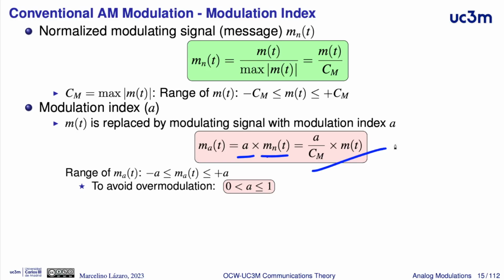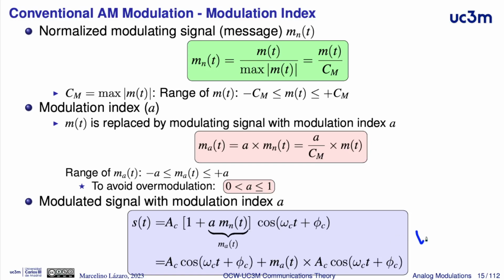And therefore, what we have is that the modulating signal with modulation index A is equal to the modulating signal times the modulation index divided by the range of the signal. And this signal now has a range between minus A and plus A, between minus and plus the modulation index. Therefore, to avoid overmodulation, the modulation index is constrained to be greater than 0 and at most 1.